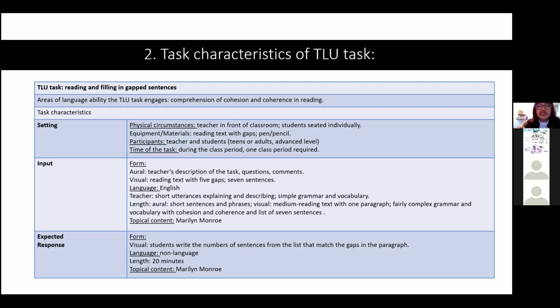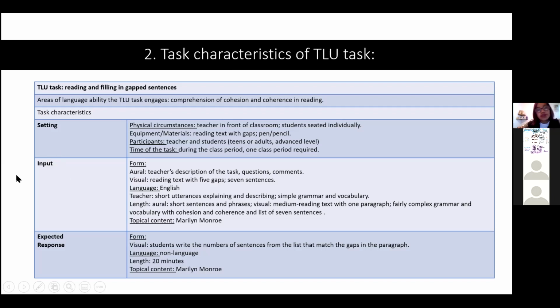Here we are going to describe the task characteristics. As we know, in the setting, we have to describe the circumstances, in this case the physical circumstances. Physical circumstances refers to the way that the classroom is going to be, in which part of the classroom the teacher is going to be, and the students too. The participants we are going to describe are, in this case, the teacher and the students. And the time of the task depends on the activity that the teacher is going to plan. Here we have the input.